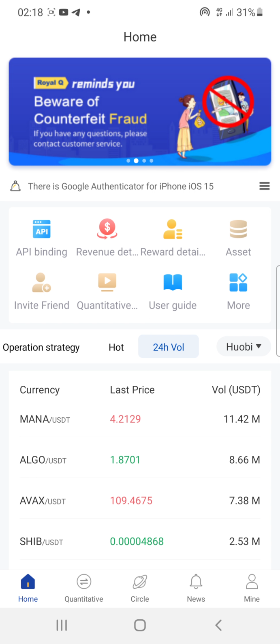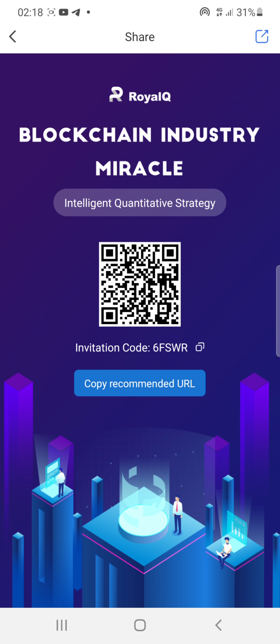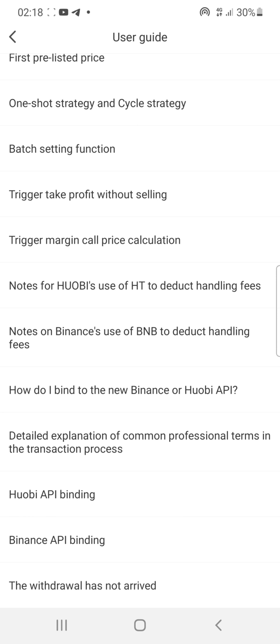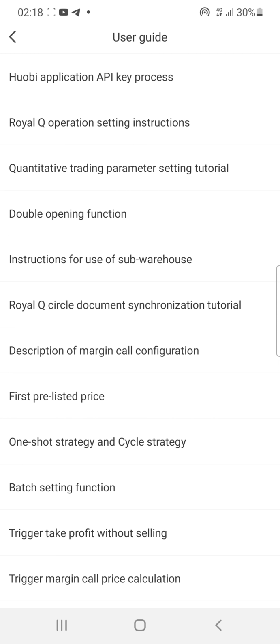Perfect. Next in line, we have invite a friend, where you can copy the recommended URL, send it to someone, register and activate. And if you're a V1, remember, you are paid $30 for that. Next, we have the user guide. The user guide explains how you want to use your application.